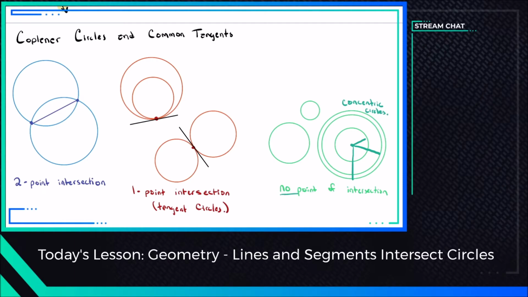Notice that they still have no point of intersection. They are just within one another and share the same center point. If they don't share the same center point, they're not concentric circles. Like you could easily make something like that. Those are not concentric circles because they have to share the same center point.